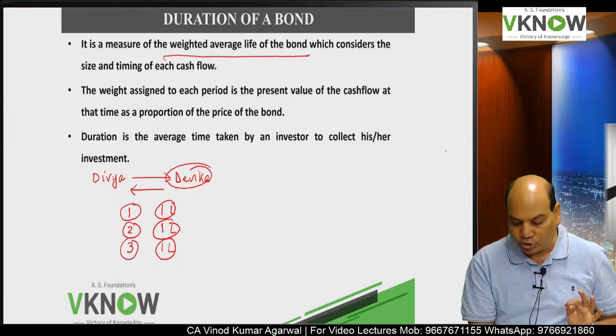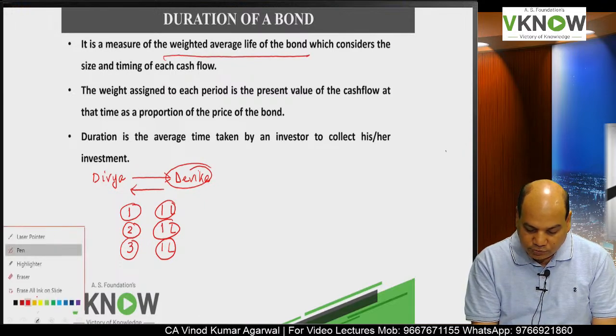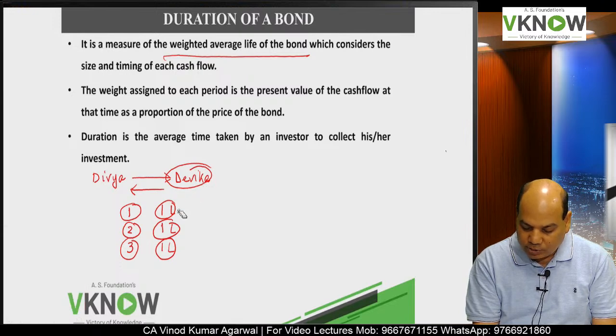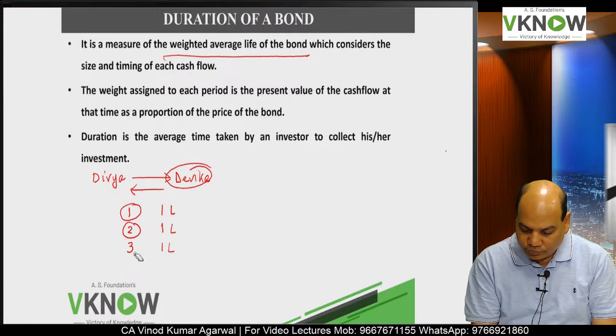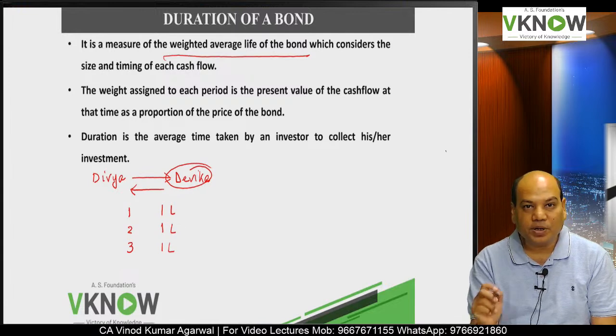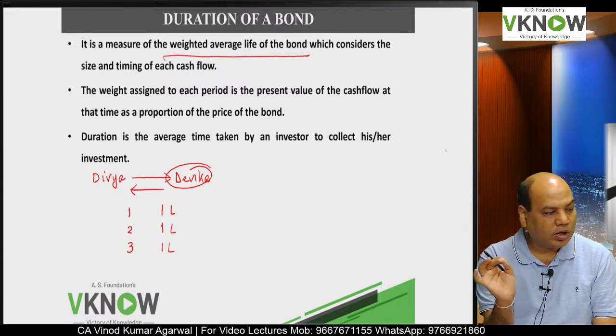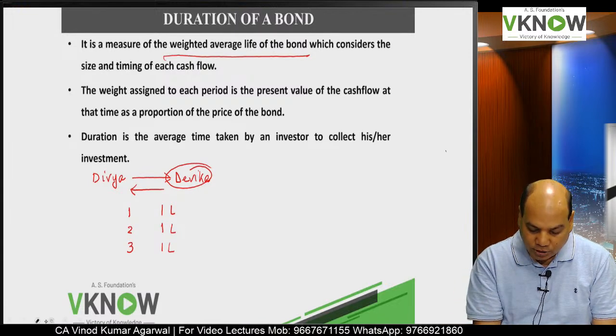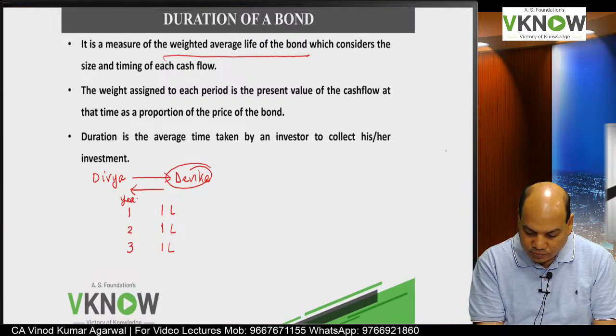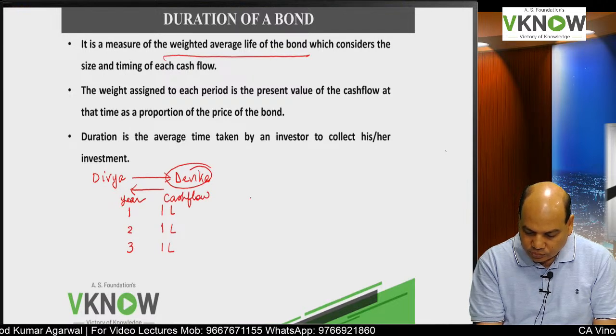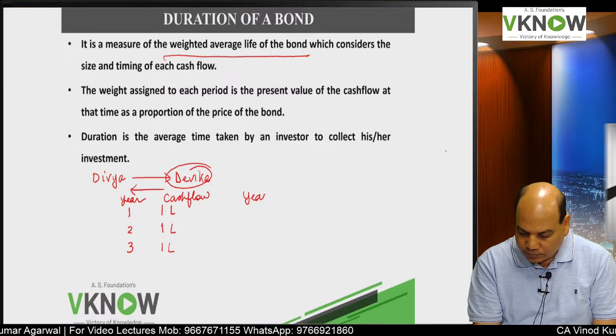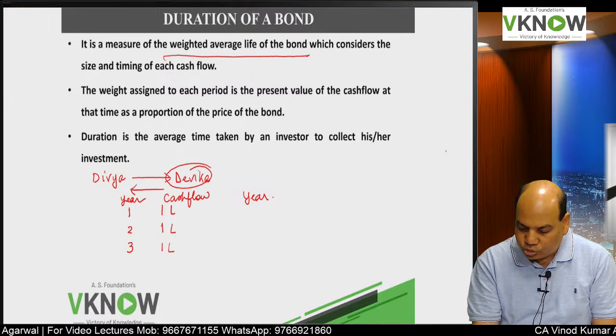So how do I compute the duration? Just for simplicity right now, I am ignoring the present value. Otherwise, we'll have to do the present value calculation. But for a second, ignore the present value part. This is my year. This is my cash flow. I'll multiply. These cash flows will be used as weights.